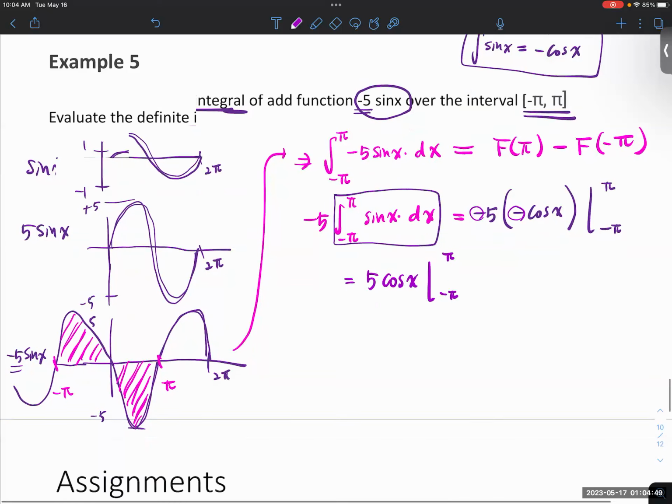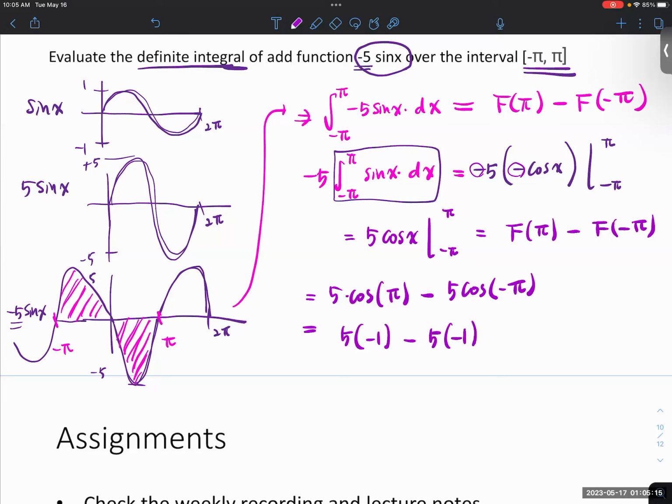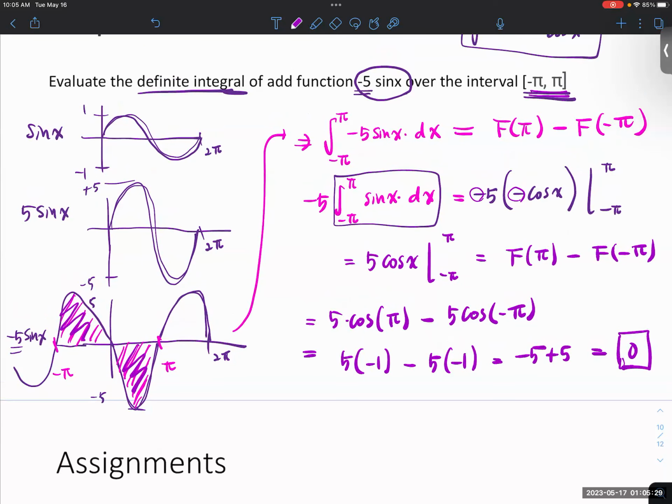So simply you're going to work out capital F of pi minus capital F of negative pi. So 5 times cosine pi minus 5 times cosine of negative pi. Cosine pi is negative 1, and cosine of negative pi is also negative 1. So it's going to be negative 5, double negative changes to positive. Yep, it's a 0, which makes sense. One is positive, one is negative. It's a symmetry. The net area will be 0 because this is a symmetric range.